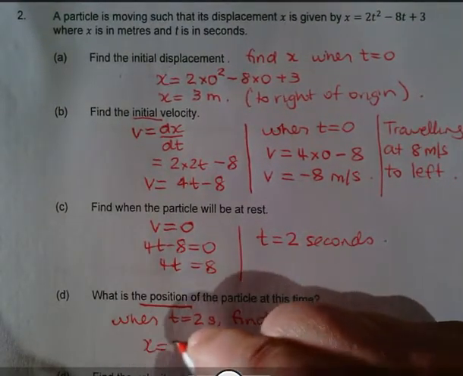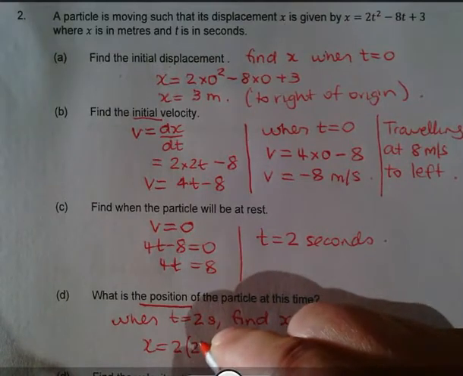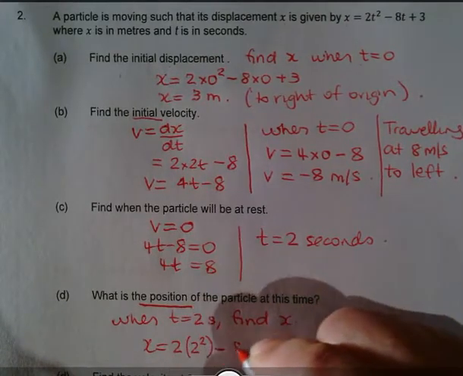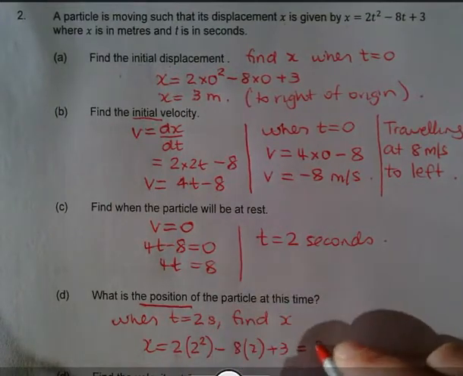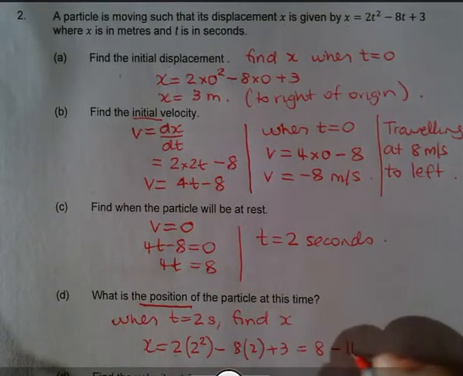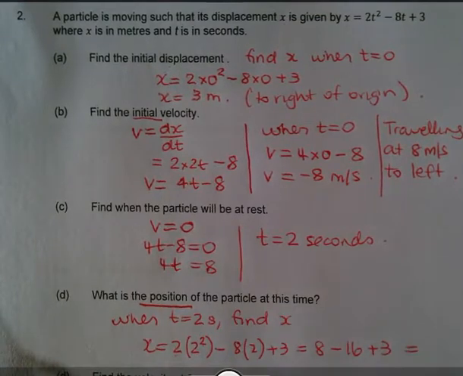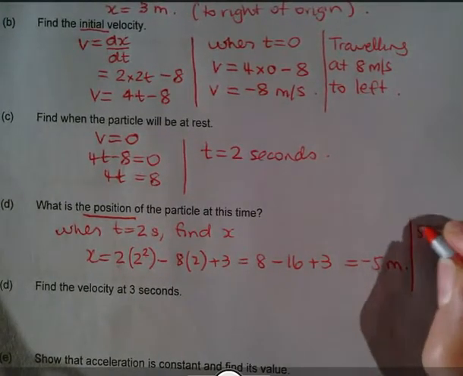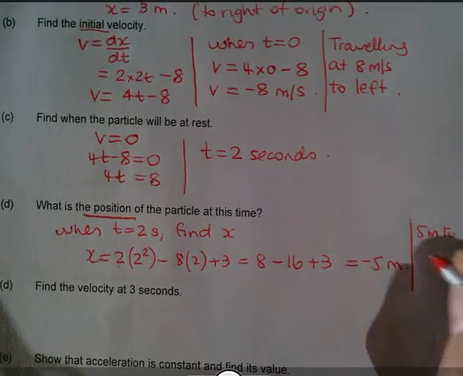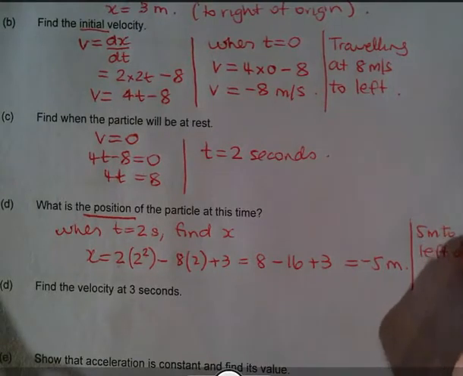I get x is 2 times 2 squared minus 8 times 2 plus 3. And that's 2 times 4 is 8 minus 8 times 2 is 16 plus 3. 8 minus 16 is -8 plus 3 is -5. So what is its position? Its displacement is -5, so it's 5 meters, and the negative means that you're to the left of the origin.